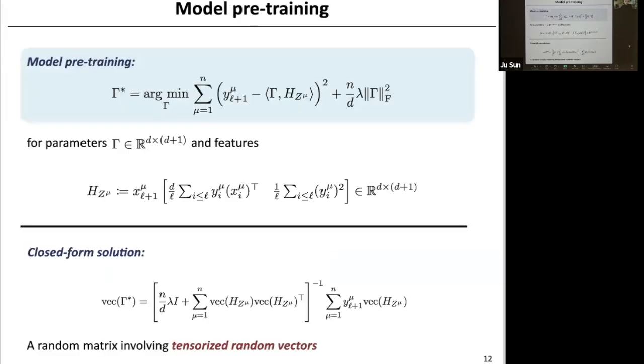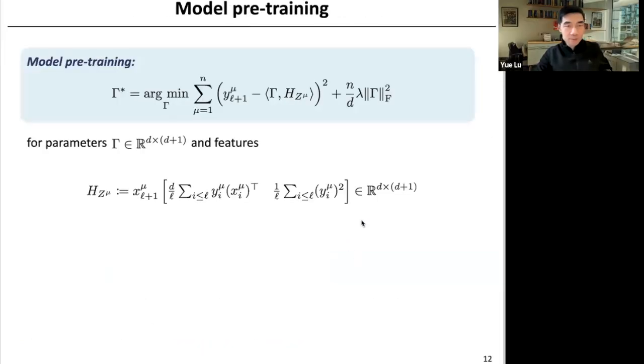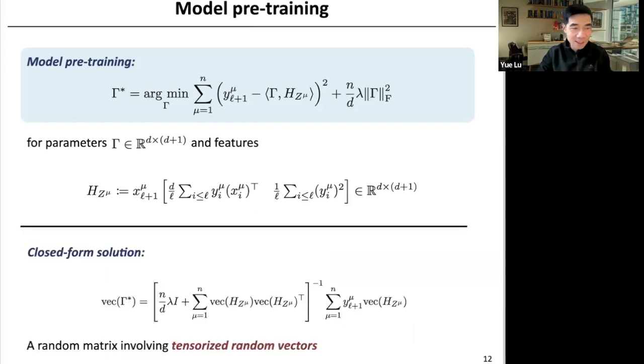All right, great. Once we have done this linear approximation, this problem is quadratic. It's a least squares problem. So then we have a closed form solution for the optimal weight vector. The actual work is to analyze this quadratic optimization problem in the high dimensional limit.